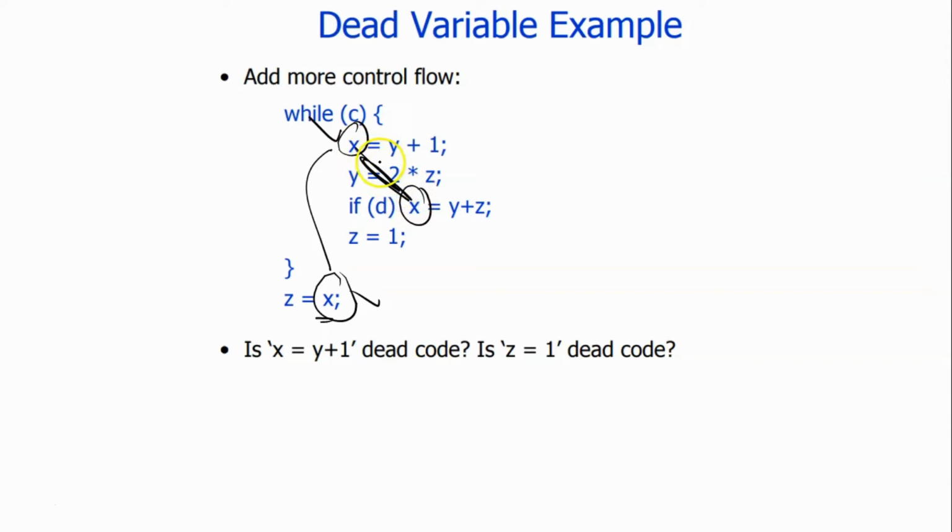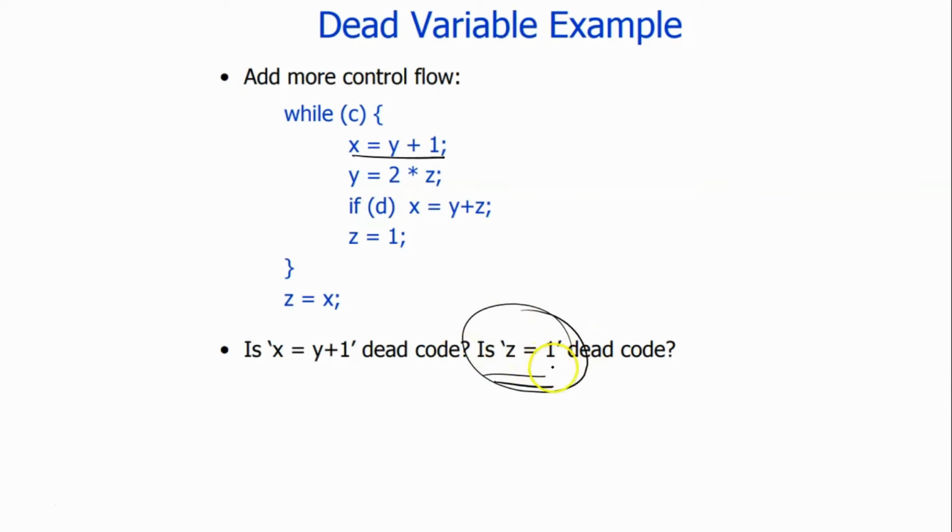I made a mistake earlier. You need to check definition and use, def-use. This is called def-use, and this you need to check. Anyway, this is not dead code. Can you say z equal to 1 is dead code or not? This is also not dead code, because this z equal to 1 you might use here, and you might use it here also.